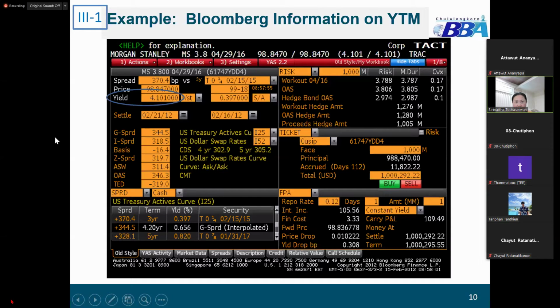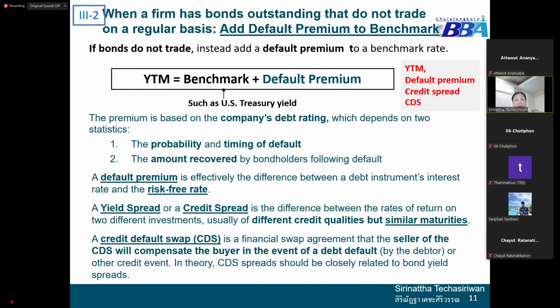Okay, and this is like the Bloomberg terminal. Also, you can look at yield, price and so on to find the cost of debt.